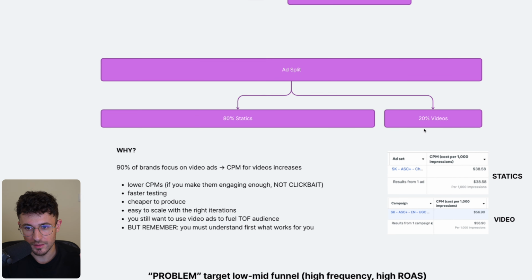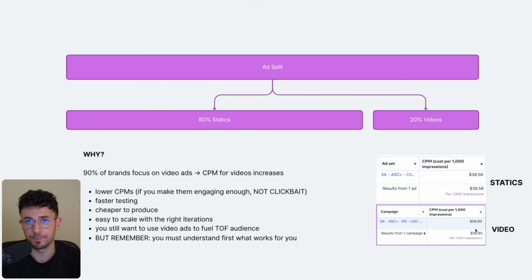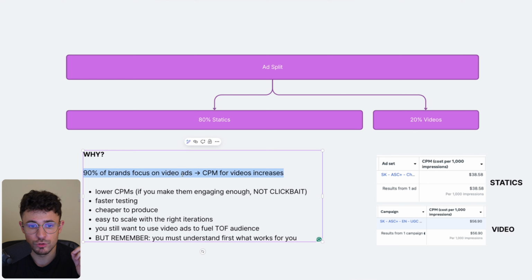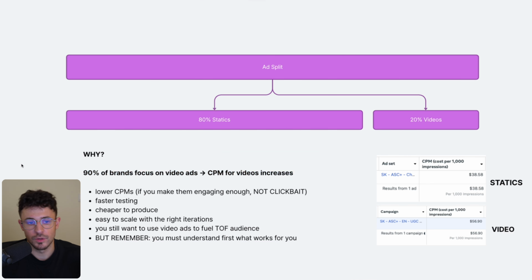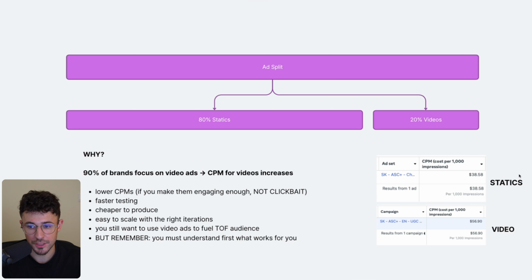So when you use videos, your CPMs are very high. When you use static images and you do it well, your CPMs can go very low. This is the difference. This is just one random example. Now, 90% of the brands focus on video ads, and that's why the CPMs for videos increase a lot. Now, lower CPMs, if you make them engaging enough, so no clickbait, you have lower CPMs on static images.